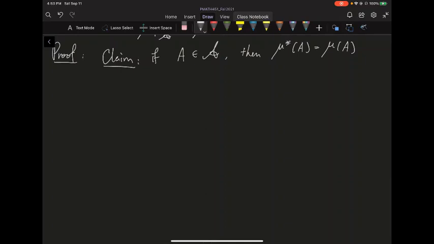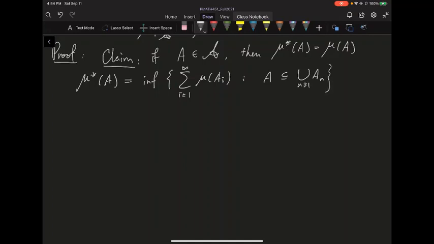So first of all, you may notice by the definition of this mu star of A, let me remind you how it's actually defined. It's defined as the infimum of the sum of mu of A_i, i going from 1 to infinity, where the A_i are a cover of A. So A is contained in the union of these A_i. All right. So here these A_i are coming from this algebra. So this is how we define this outer measure.